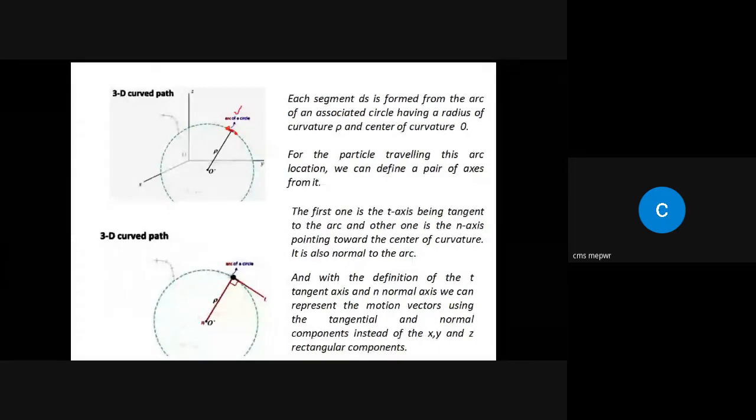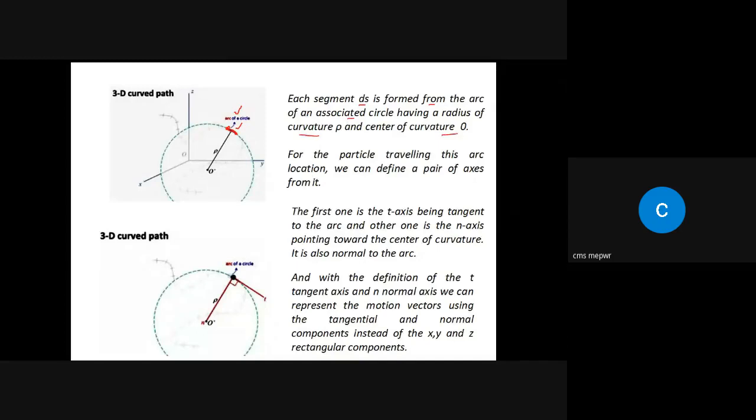Okay, so the distance that the particle travels will be equal to the arc of a circle. The same thing I have mentioned over here, that each segment ds is formed from the arc of an associated circle that has a radius of curvature rho and a center O.